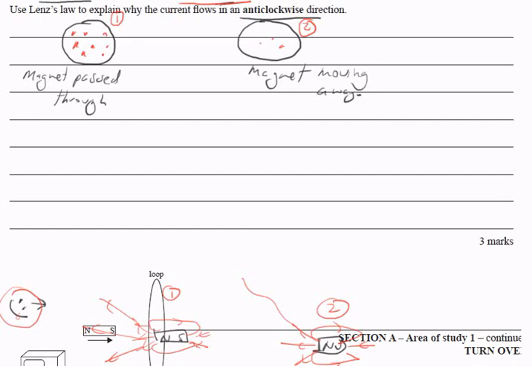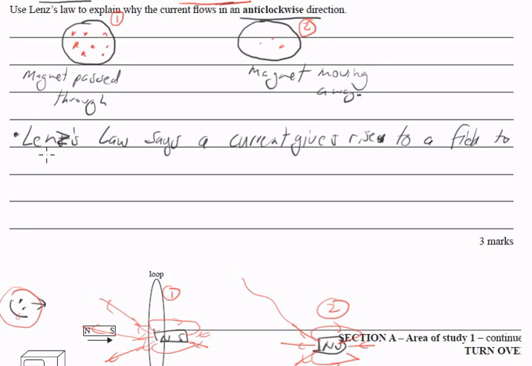So the way we're going to do it is we always write down Lenz's law, which we've got on our cheat sheet somewhere. Lenz's law says a current gives rise to a magnetic field to oppose the original change in flux.